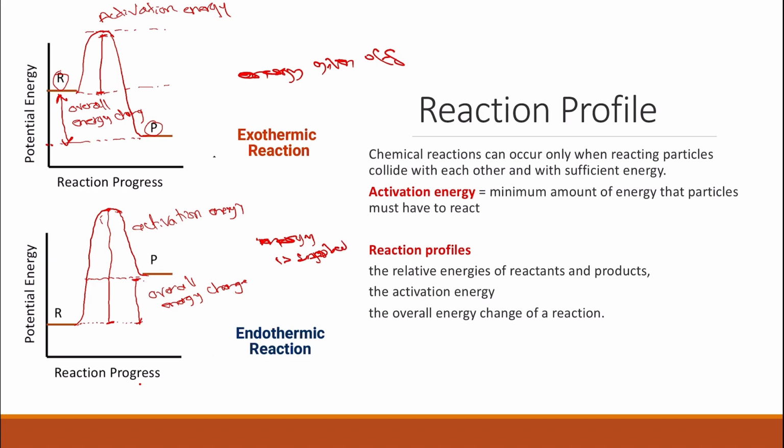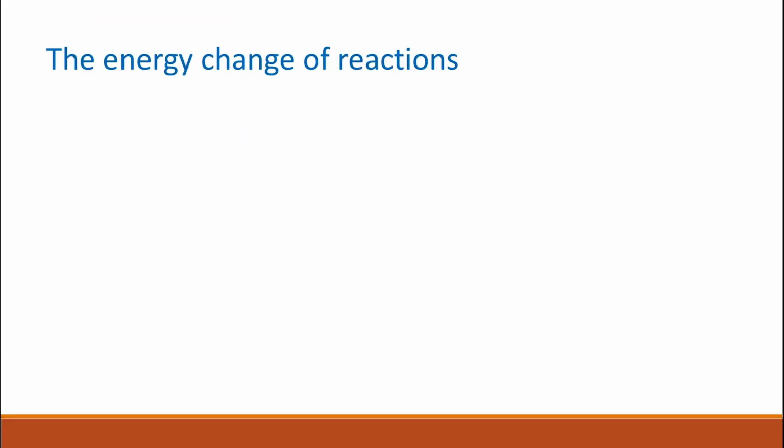So just looking at the reaction profile, we can actually say whether this reaction is endothermic or exothermic, and we can draw the energy profile for both of these. So let's understand more about the energy change of the reaction. During the chemical reaction, what happens, and why is there a change in the energy between reactants and products?